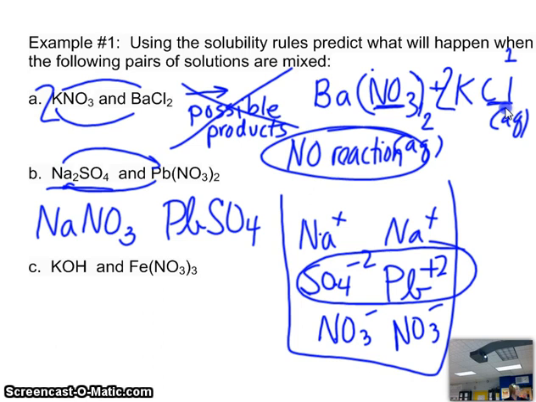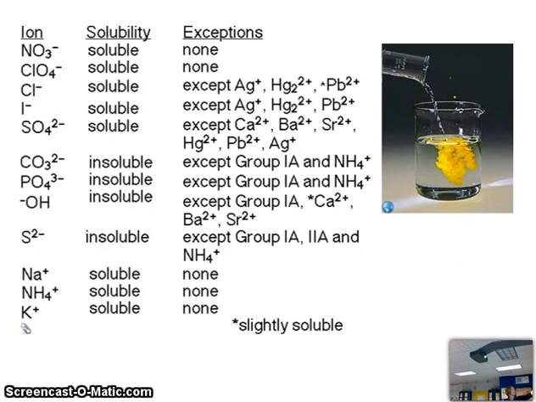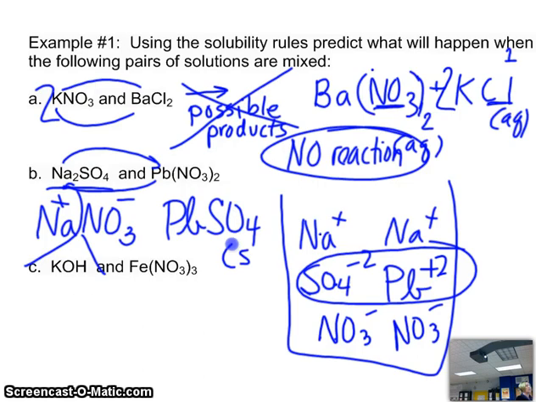Now, if we look up the solubility of our products, all nitrates are soluble. So this is still going to exist separated as ions. If we look up sulfates, SO4s are soluble except with lead. So this makes an insoluble product. So we made something new and a reaction actually happened. We have a precipitate formed here, and that's what we would expect in this reaction.